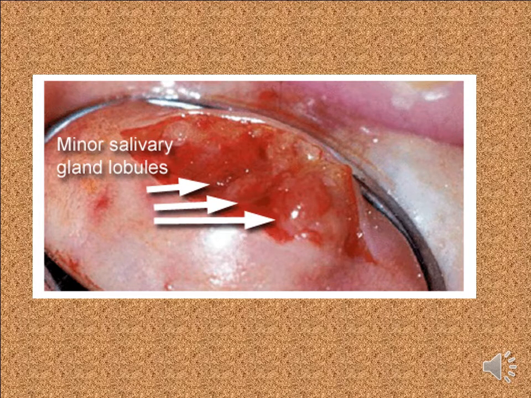In this figure, you can see in the lip that a minor salivary gland is enlarged due to obstruction of its duct.